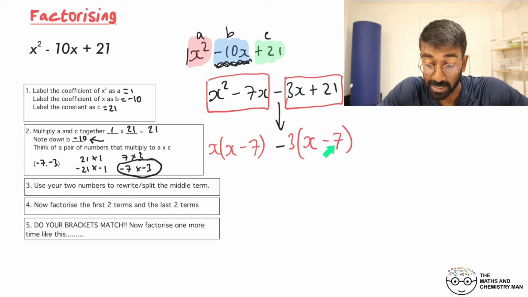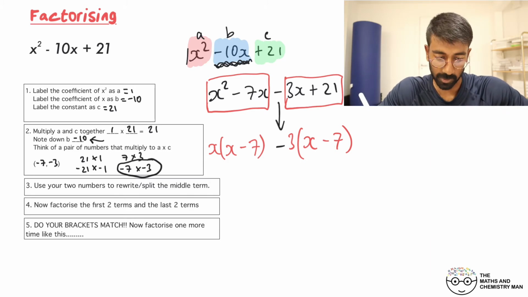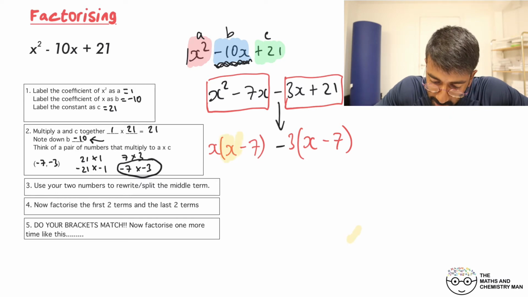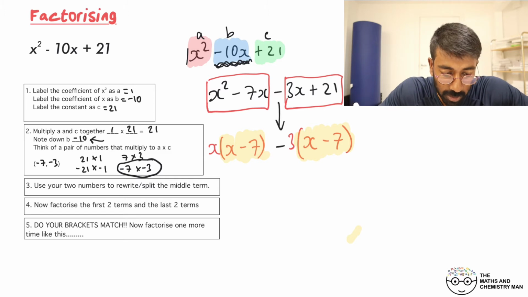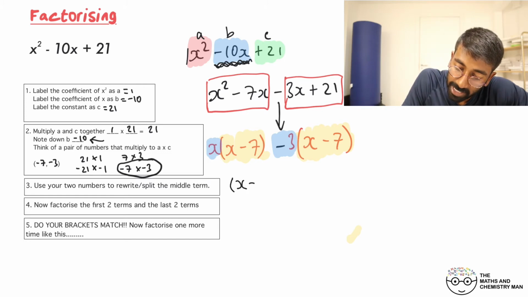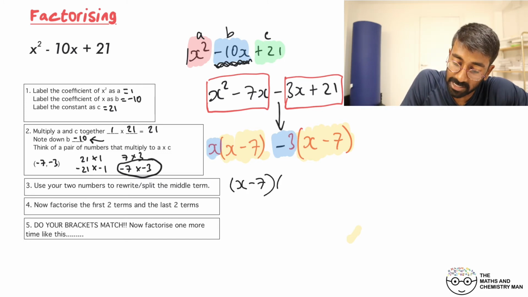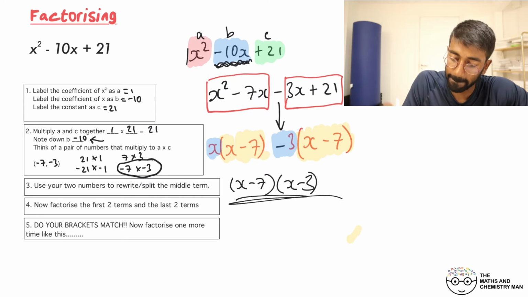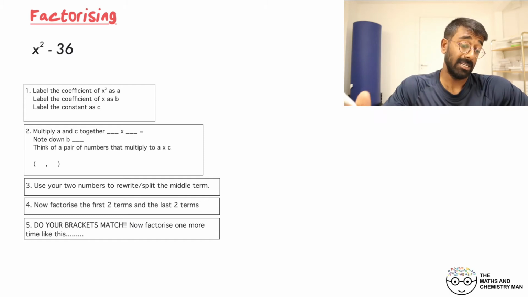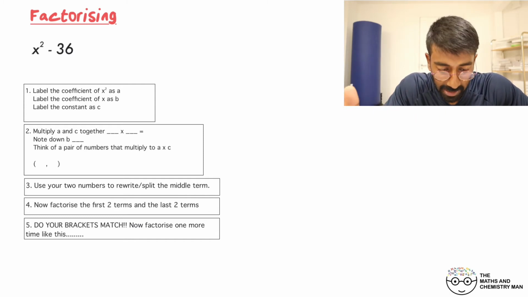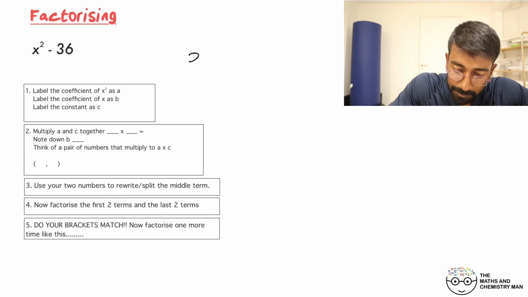Why? Because minus 3 times minus 7 would give you the positive 21 that's there. Okay, great. Now we can see that the x minus 7 here and the x minus 7 here are matching. So we can factorize those two brackets out. And then we've got x minus 3 remaining. So now our two brackets are going to end up as x minus 7 and x minus 3. Done.